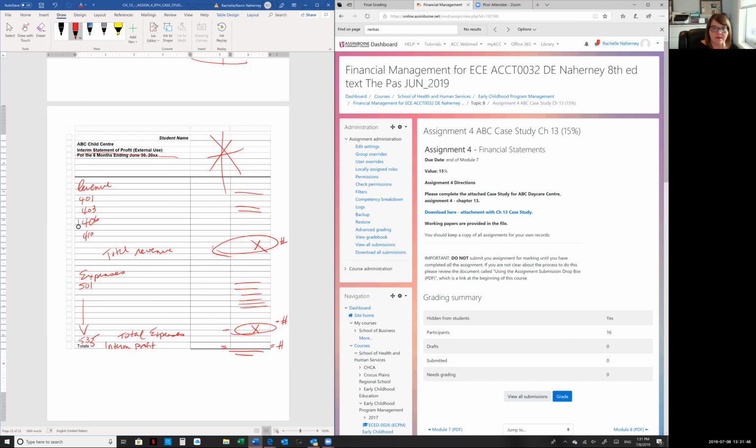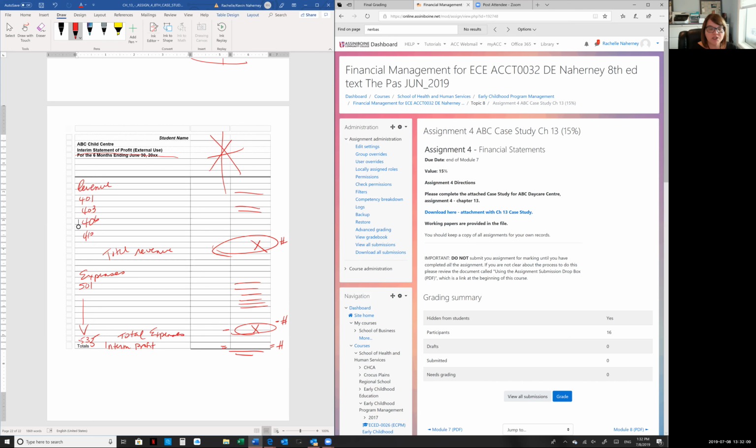So this statement would be something that your director would take to the board meetings for your center and present. Just this page, right? Statement of profit, and later on a balance sheet would likely be a second form that the board would be liking to see. But for now, this is what we're doing, and this is why we're doing it.